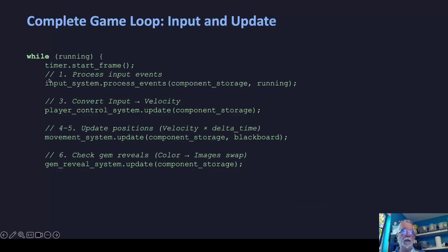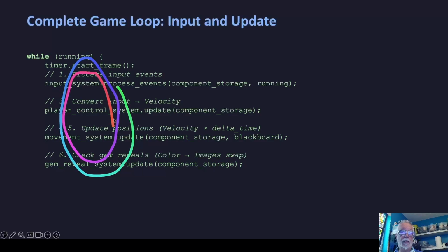So this is what our game looks like. We are going to process our input events. We do the input to velocity, so our player control system runs, then we run our movement system, and then we run our game gem reveal system. And that's our loop, and then we just keep going around and around until we quit.